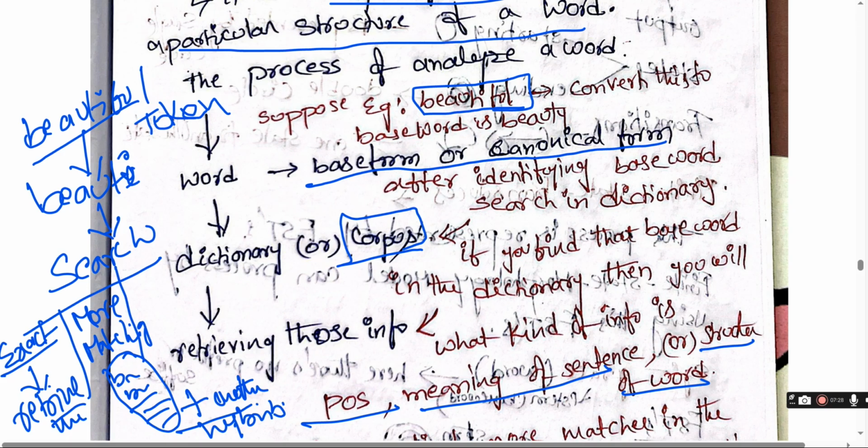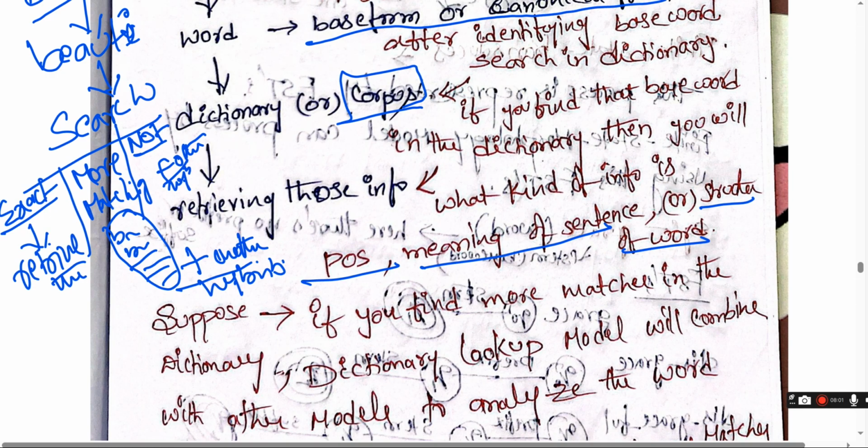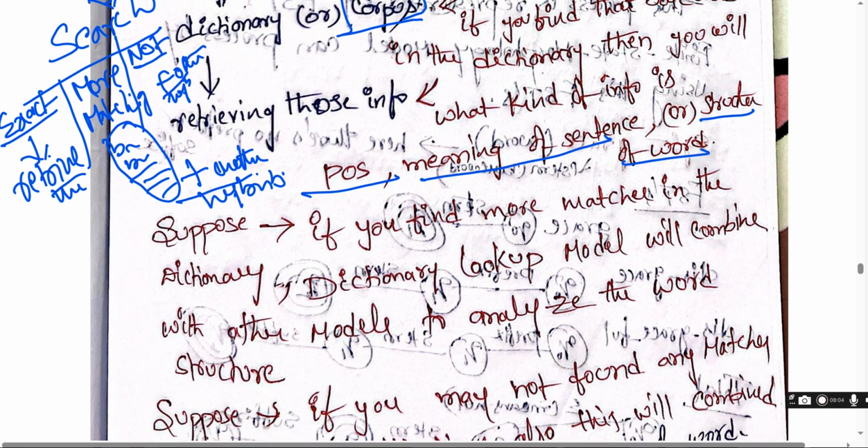Then the third way: suppose you did not find any common pattern or common match in the dictionary. At that time also, what will we do? You will combine with another model and make a hybrid model to analyze the particular word in the dictionary. So by using this procedure, we can analyze the structure of the word in the dictionary lookup morphological model.